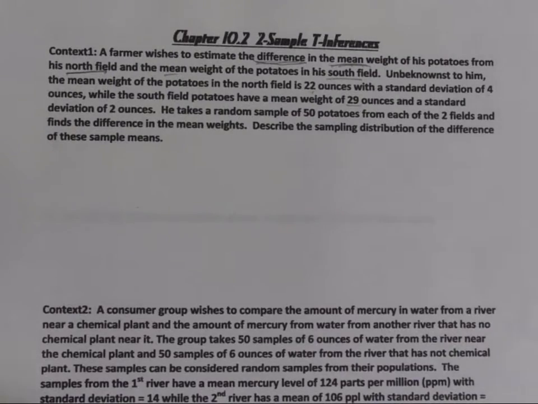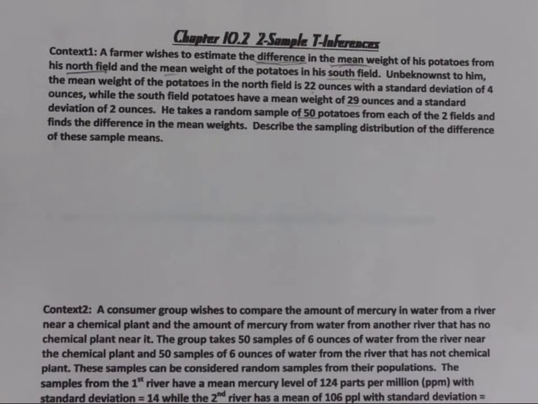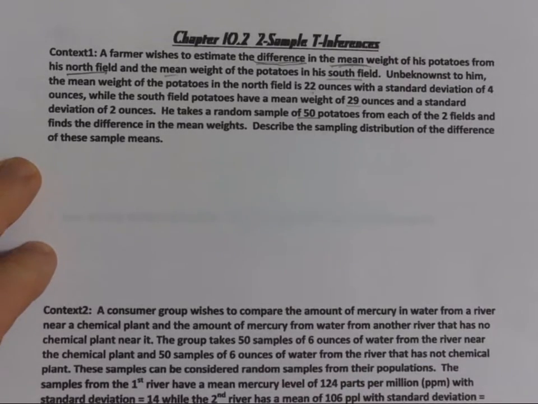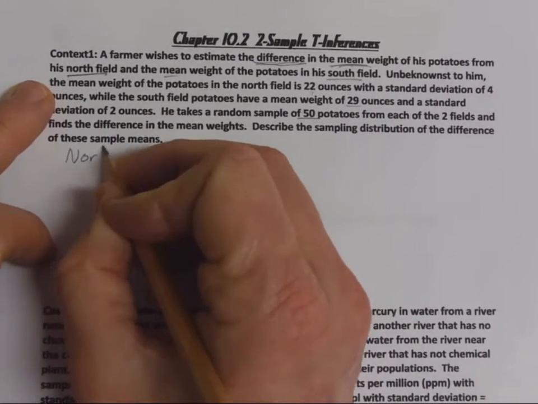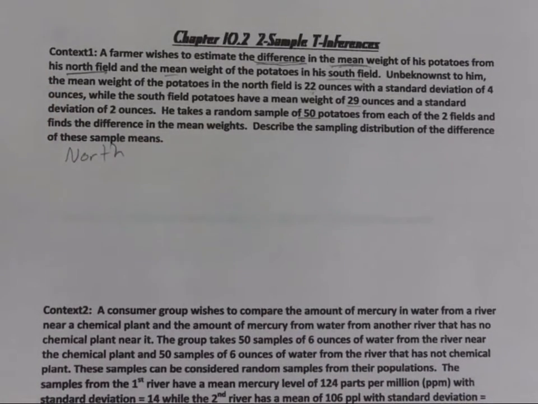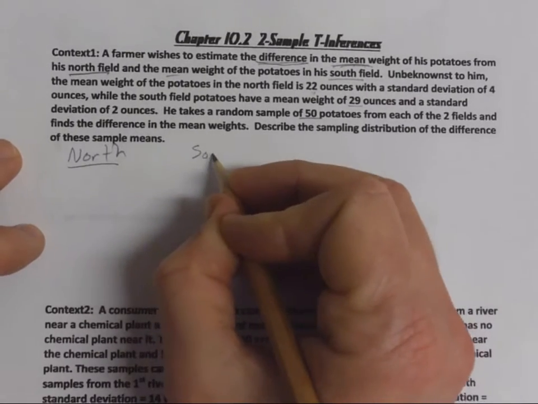He takes a random sample of 50 potatoes from each of the two fields and finds the difference, which you don't have to have the same size sample. In every example that I'm doing in this chapter, at least on these videos, I'm doing that, but you don't have to. It doesn't have to be the same sample size. But anyway, describe the sampling distribution. So what's happening here is we've got two populations now. In this chapter, we always have two populations, in other words, two groups of people, animals, or things that you want to know something about. In this case, potatoes in the north field and potatoes in the south field.